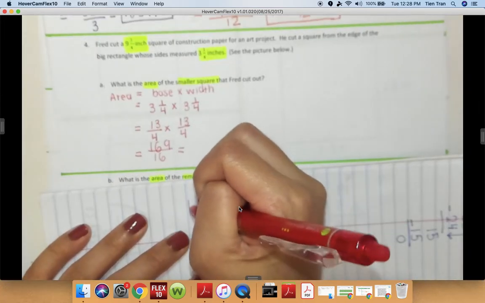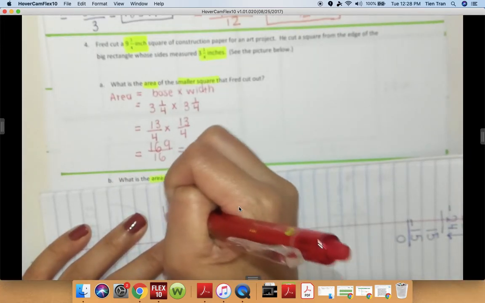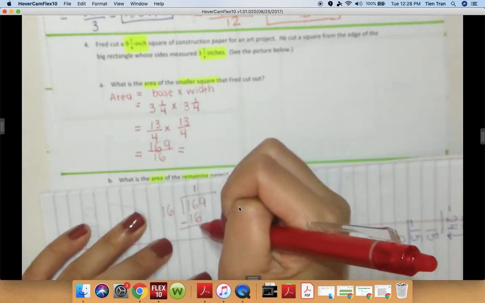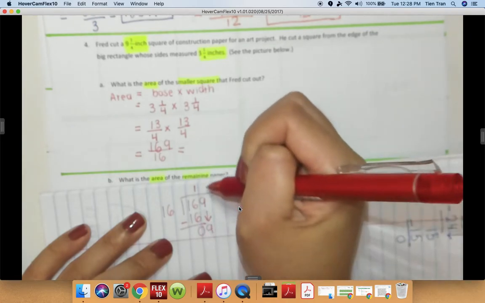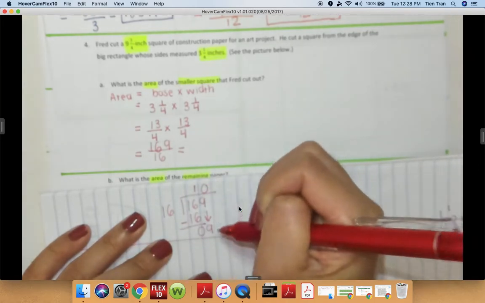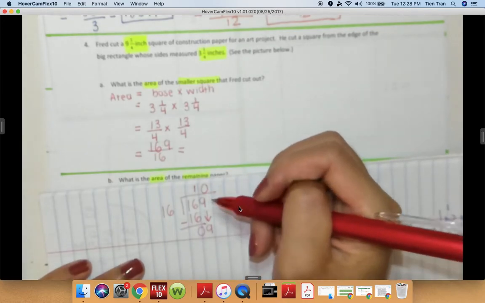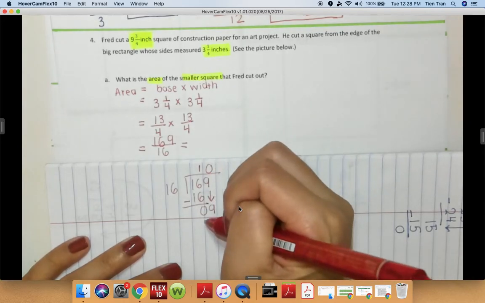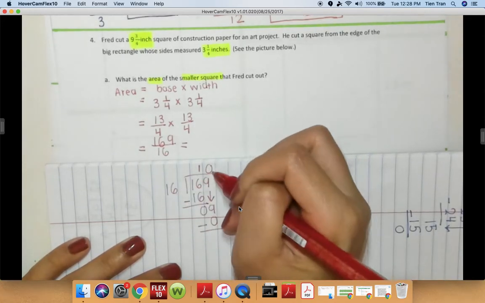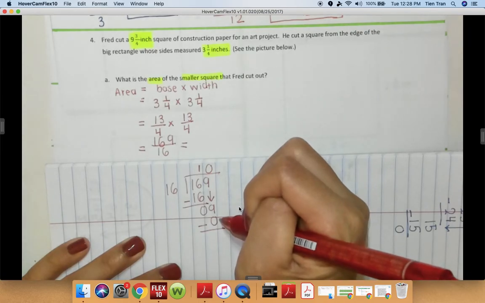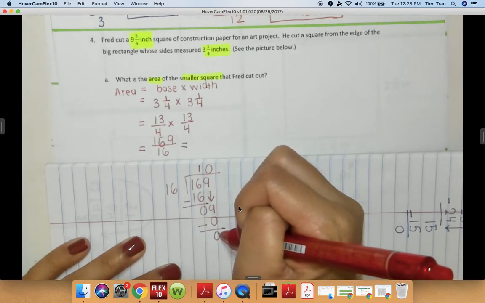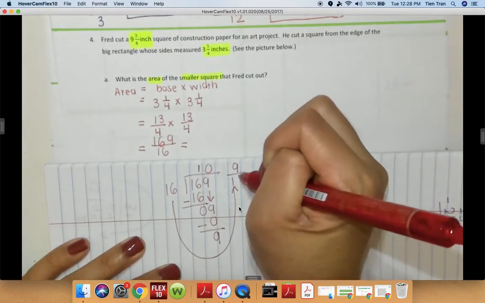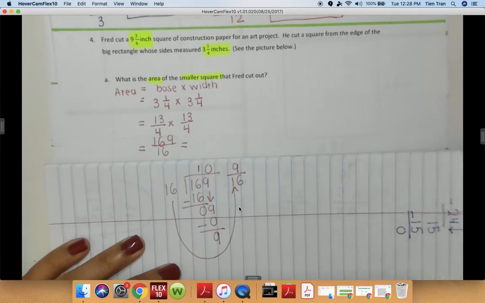So I'm going to divide 169 divided by 16. 16 can go into 16 once. 16 minus 16 is 0. Bring down my 9. 16 cannot go into 9, so you need to make sure you put your 0 when you see that. Now I'm going to subtract because 16 times 0 is 0. I'm putting my 0 here. 9 minus 0 is equal to 9. So my remainder is 9 and my denominator is 16. I get 10 and 9/16.